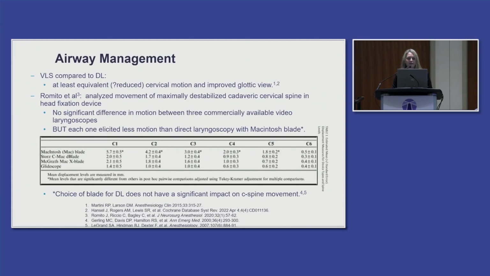With the popularity of indirect laryngoscopy, it's been compared in multiple studies to direct laryngoscopy. It's at least equivalent, if not leading to decreased cervical motion. It certainly does improve the glottic view. Romito et al. analyzed movement of a maximally destabilized cadaveric cervical spine and head fixation device. They found no significant difference in motion between 3 commercially available video laryngoscopes. So choose whichever one you have at your institution or that you're most familiar with. But each one did elicit less motion than direct laryngoscopy with a Macintosh blade.